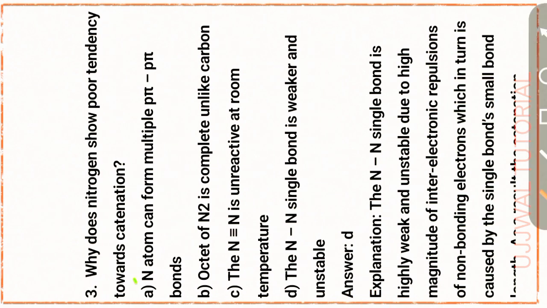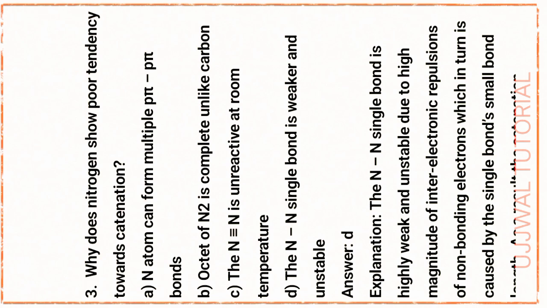Next, question number 3. Why does nitrogen show poor tendency towards the catenation property? Option D, the nitrogen single bond is weaker and unstable.